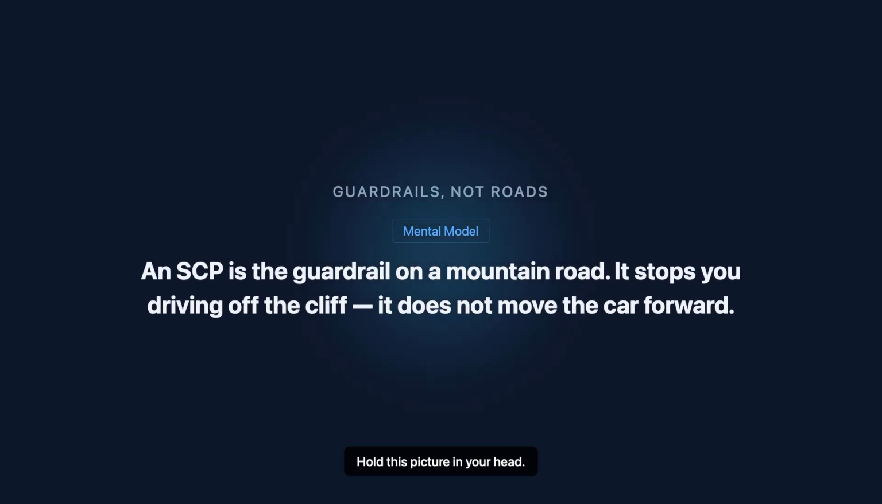Hold this picture in your head. An SCP is the guardrail on a mountain road. It tells you where you can't go, off the cliff. It does not move your car forward. You still need an engine for that. And the engine is an IAM policy. Guardrails restrict, IAM grants. Confuse those two and every SCP question becomes a coin flip.